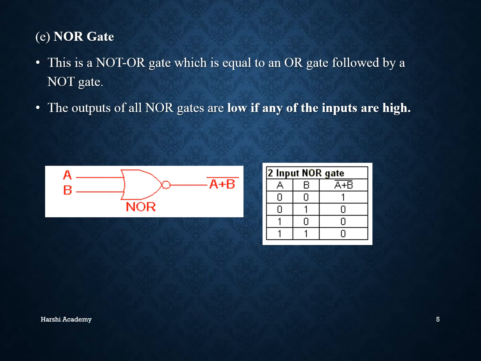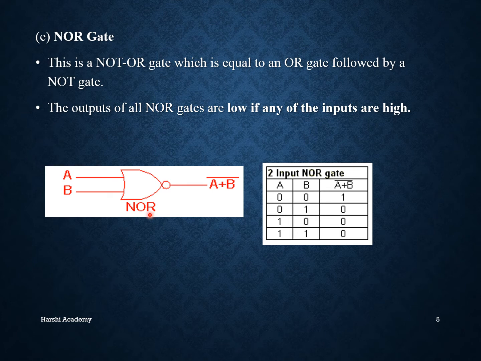Next one is NOR gate. This is a gate combination of a NOT and OR gate, which is equal to an OR gate followed by a NOT gate. The outputs of all NOR gates are low if any of the inputs are high. Keep in mind this point, low if any of the inputs are high. This is the symbol for NOR gate.